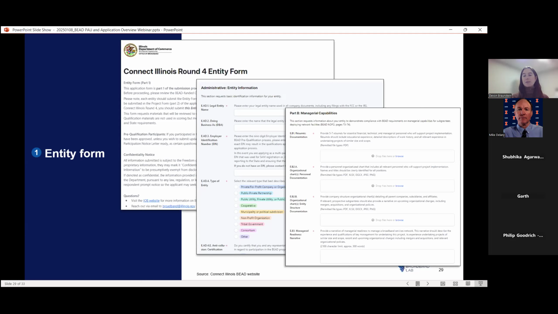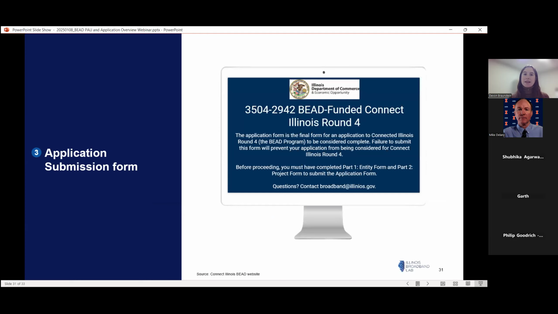Similarly with the project form, we have uploads, yes or no's, project narratives, etc. And then the final form is if you've done anything with the state, this is our DCEO standard form, very simple. You just put in those two IDs and hit submit.